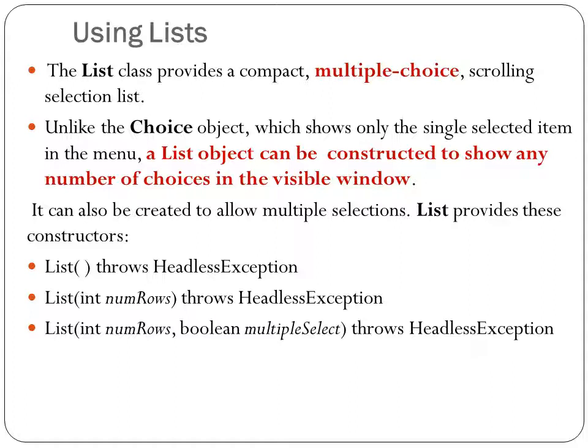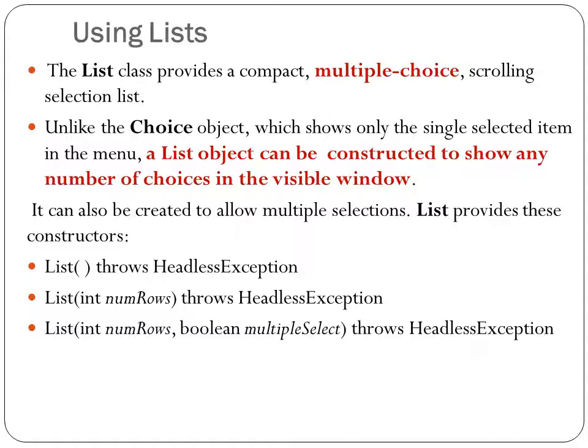Unlike the choice object, which shows only a single selected item, a list object can be constructed to show any number of choices in the visible window. That means in choice, only one item will be displayed when it is inactive. Only when you click the choice, the remaining items will be displayed. But the list object is not like that. It can be constructed to show any number of choices in the visible window. We can set how many choices to be displayed in the window.